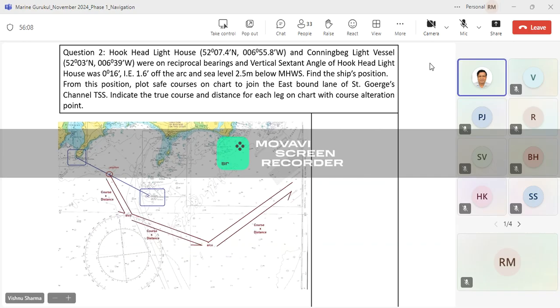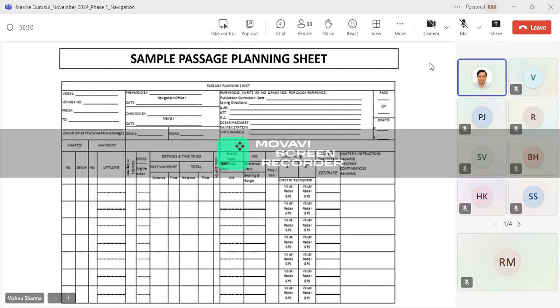And then the information needs to be transferred to a passage planning sheet. This sheet is in the document that I have shared. If you are already used to something which you have used on board your ships, you can use that also. If you're already familiar with the sheet on the ship, you can use the same sheet. This has to be prepared on the answer sheet, guys. Of course, you can't put all the information here, but whatever is applicable, you'll have to reproduce part of this table on the answer sheet.